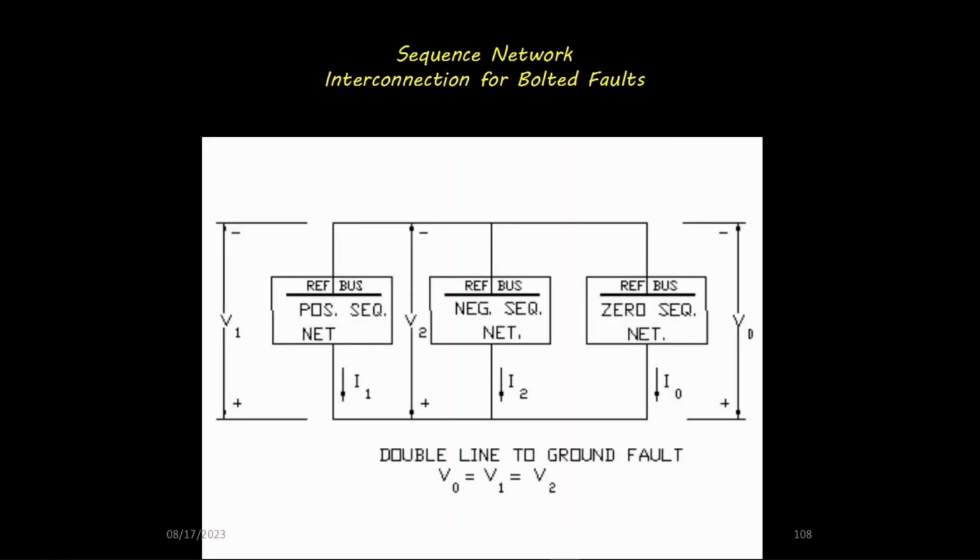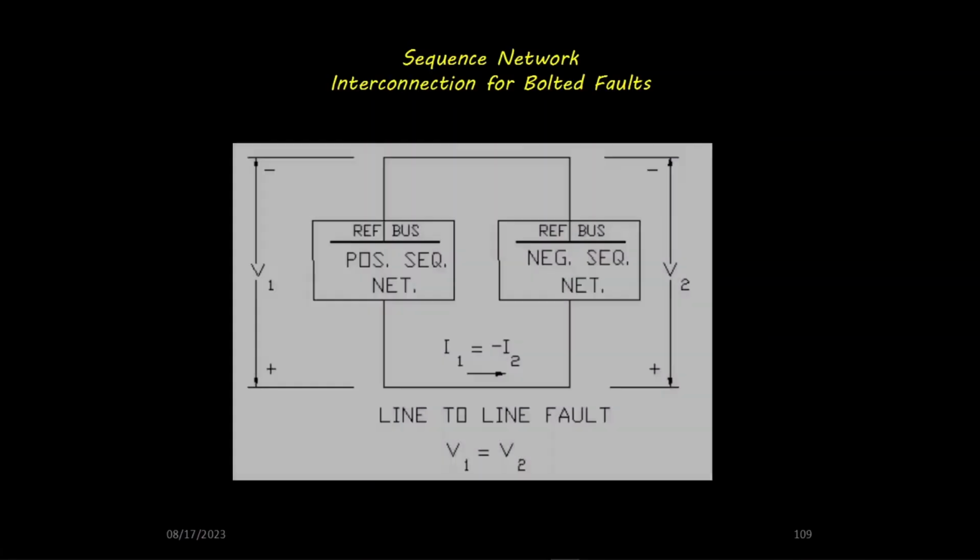For double line-to-ground faults, the positive sequence, the negative sequence, and the zero sequence networks are connected in parallel. Therefore, V0, V1, and V2 are equal. For line-to-line faults, the positive and negative sequence networks are connected in parallel. The positive sequence current is equal to minus the negative sequence current, and the positive sequence voltage is equal to the negative sequence voltage. The zero sequence current is zero.